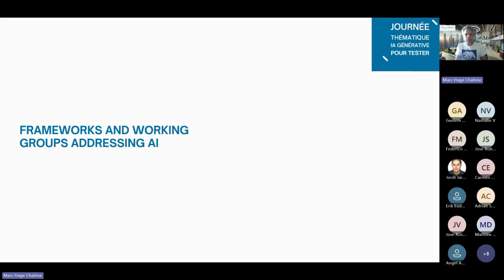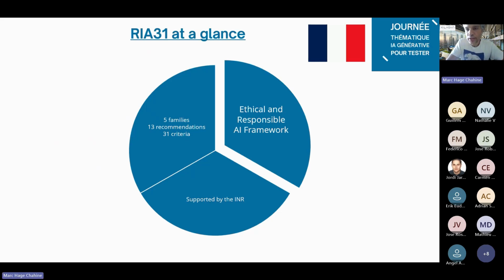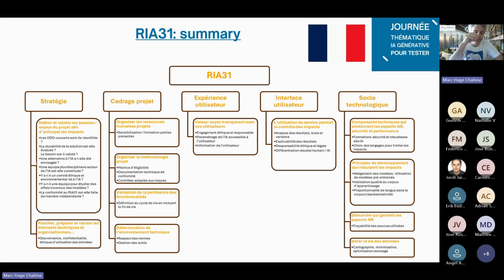So there are a lot of frameworks and working groups which address AI. I will present some of them. One of them is Area 31, a French group which works on an ethical and responsible AI framework, and it is supported by a group called INR, the Institute of Digital Responsibility. They provide a framework like this, yes, it's a picture, that's why it's not translated. It's about strategy, how to frame a project, the user experience, user interface, and the technological basis.